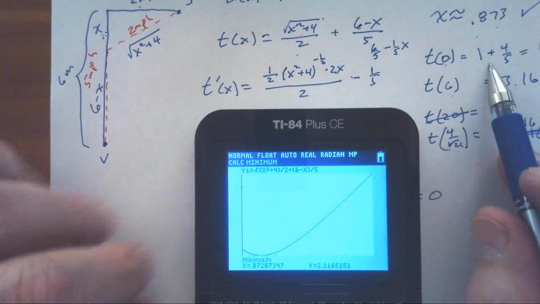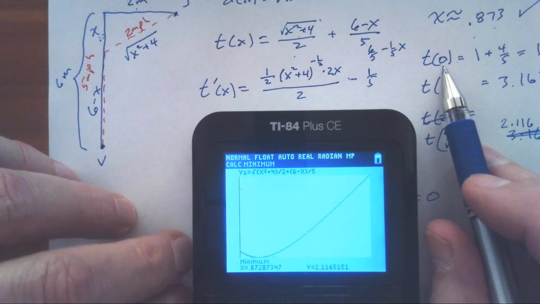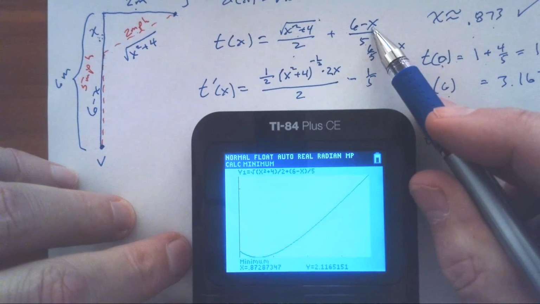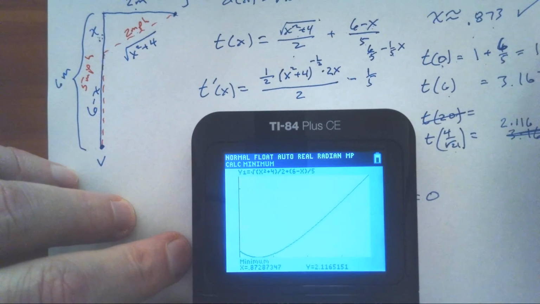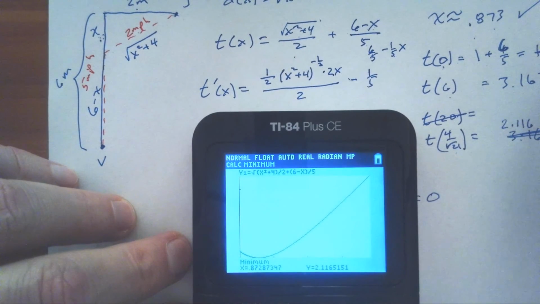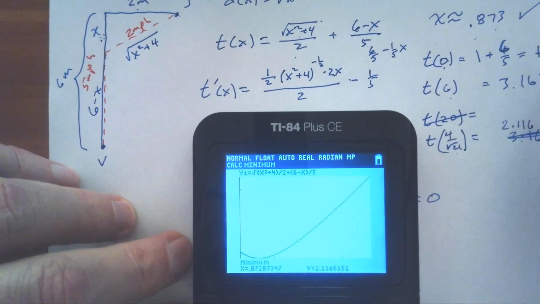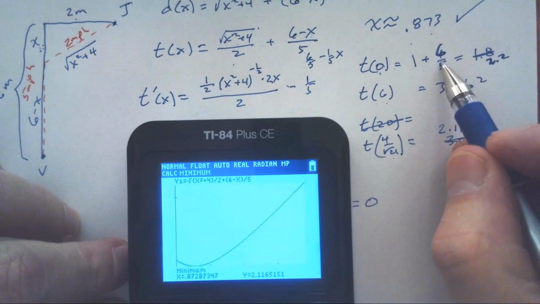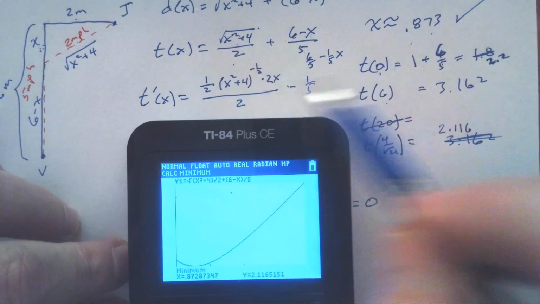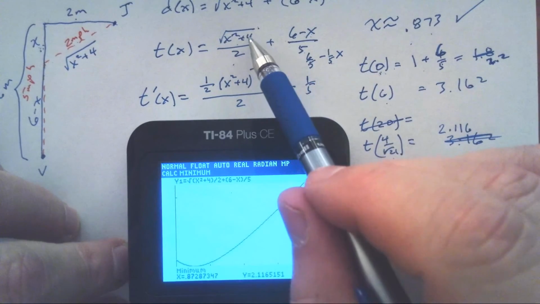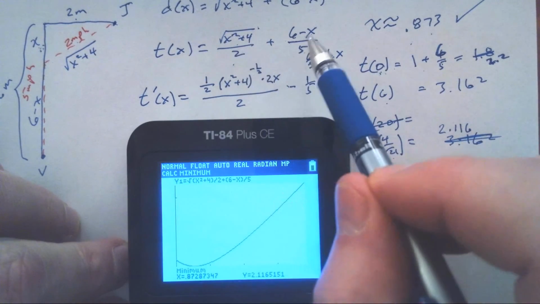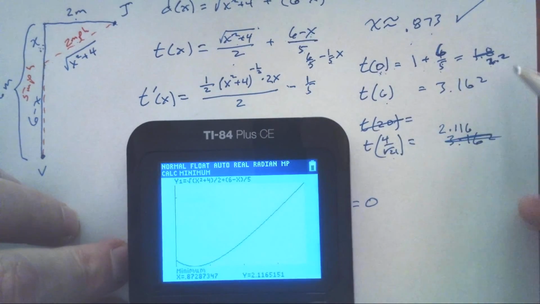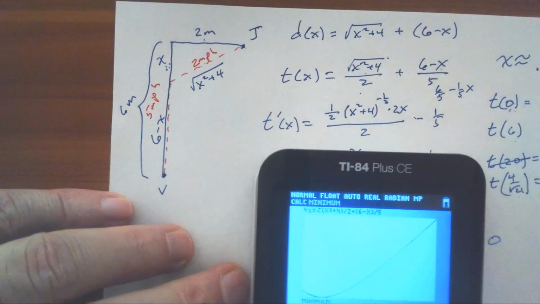And I get 2.116, which makes me wonder about my T at 0. I get 1 plus, when T is 0, I get 6/5. That's 2.2, so a little bit of fumbling around there. My apologies there, but when I put in 0 here, I get 2 on 2, 1, plus 6/5, that's 2.2, which is a little bit longer for Jane to go straight across.